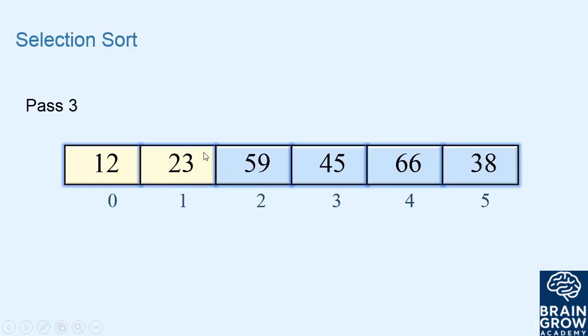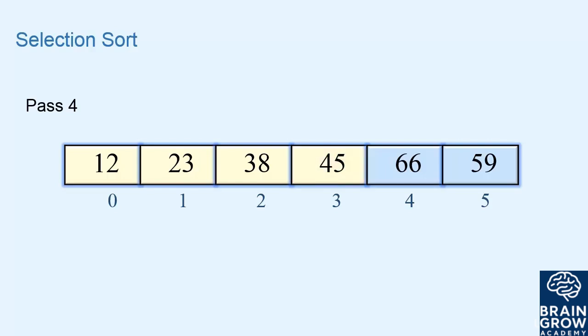Now in pass 3, we'll select the smallest from this portion and swap it with A2. So the smallest is 38, 38 and 59 will be swapped. So after pass 3, this much portion has become sorted. Now in pass 4, we'll select the smallest from this and swap it with A3. We can see the smallest is 45 and it is at its proper place. So no swapping is required in pass 4.